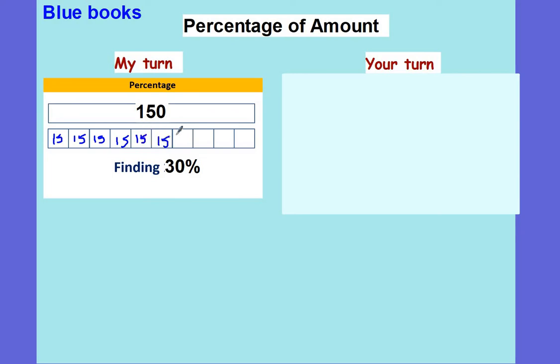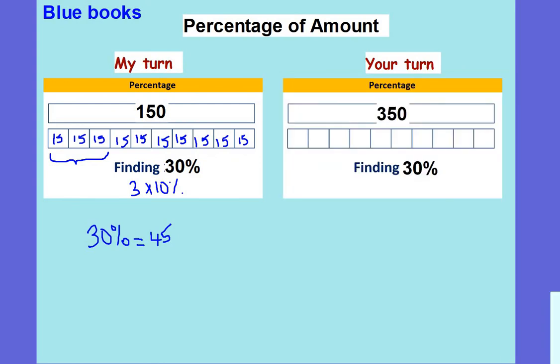However, I don't want 10% this time, I want 30%. And 30% is 3 times 10%. So I need 3 of these little parts. 1, 2, 3. 15 plus 15 plus 15 means that 30% is equal to 45. Over to you. In your dark blue books, pause the video for a minute and complete this one for me.